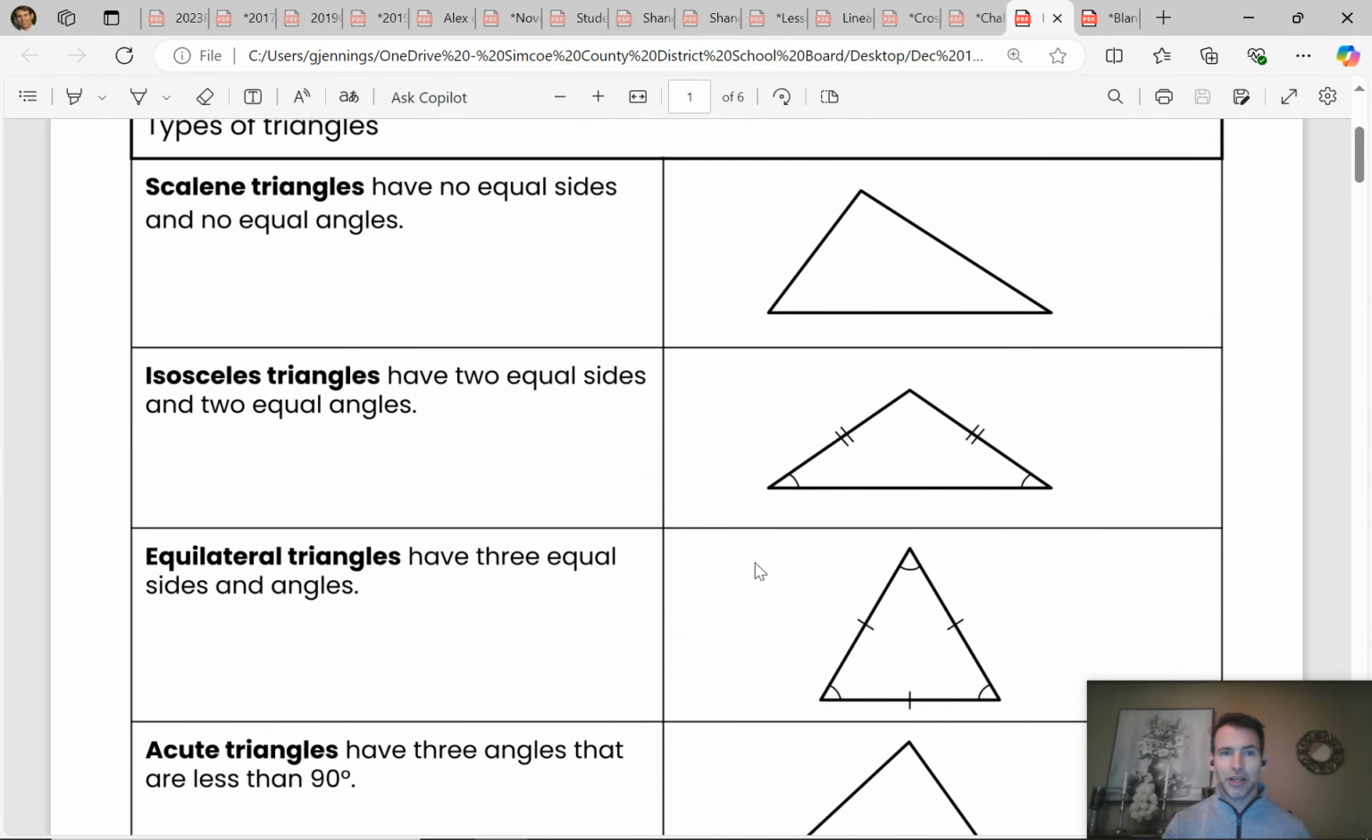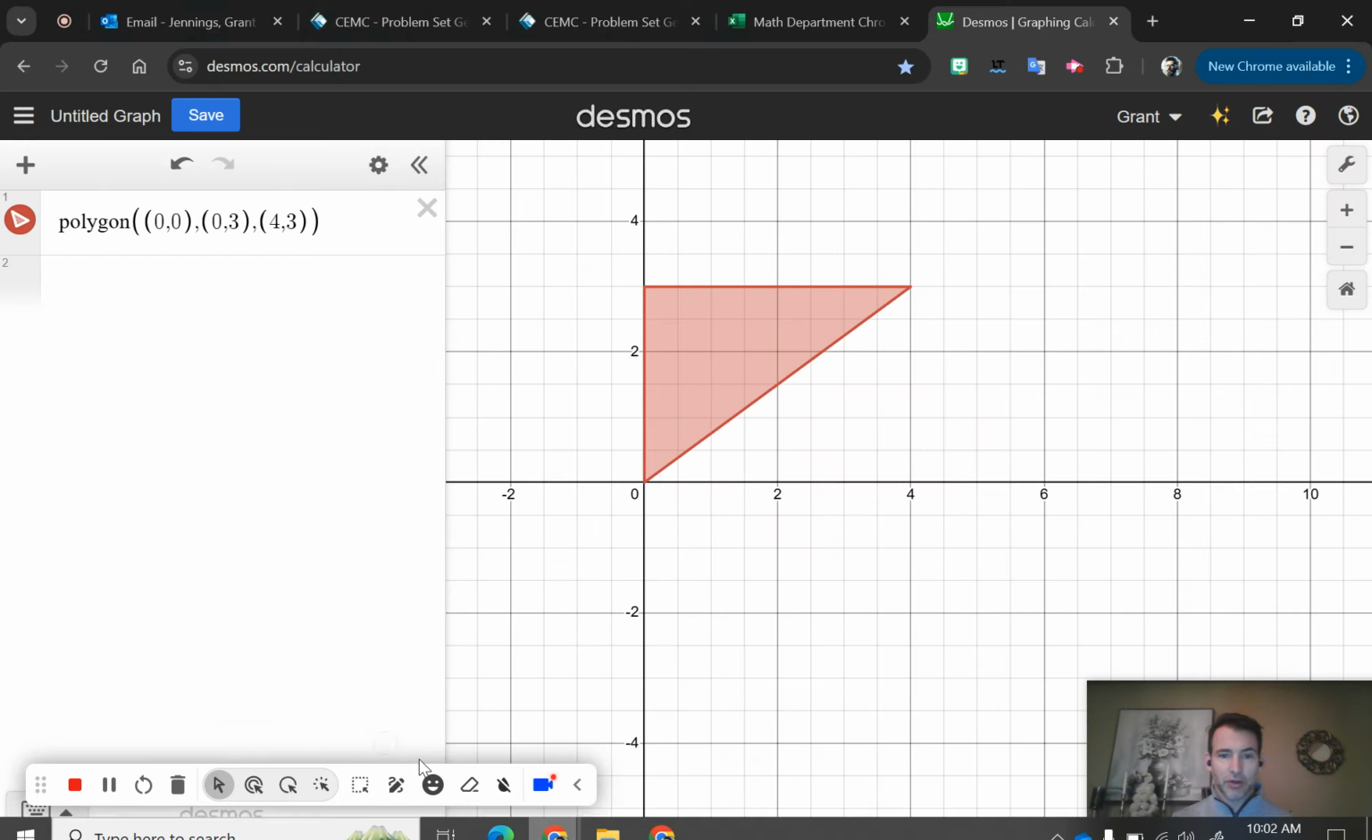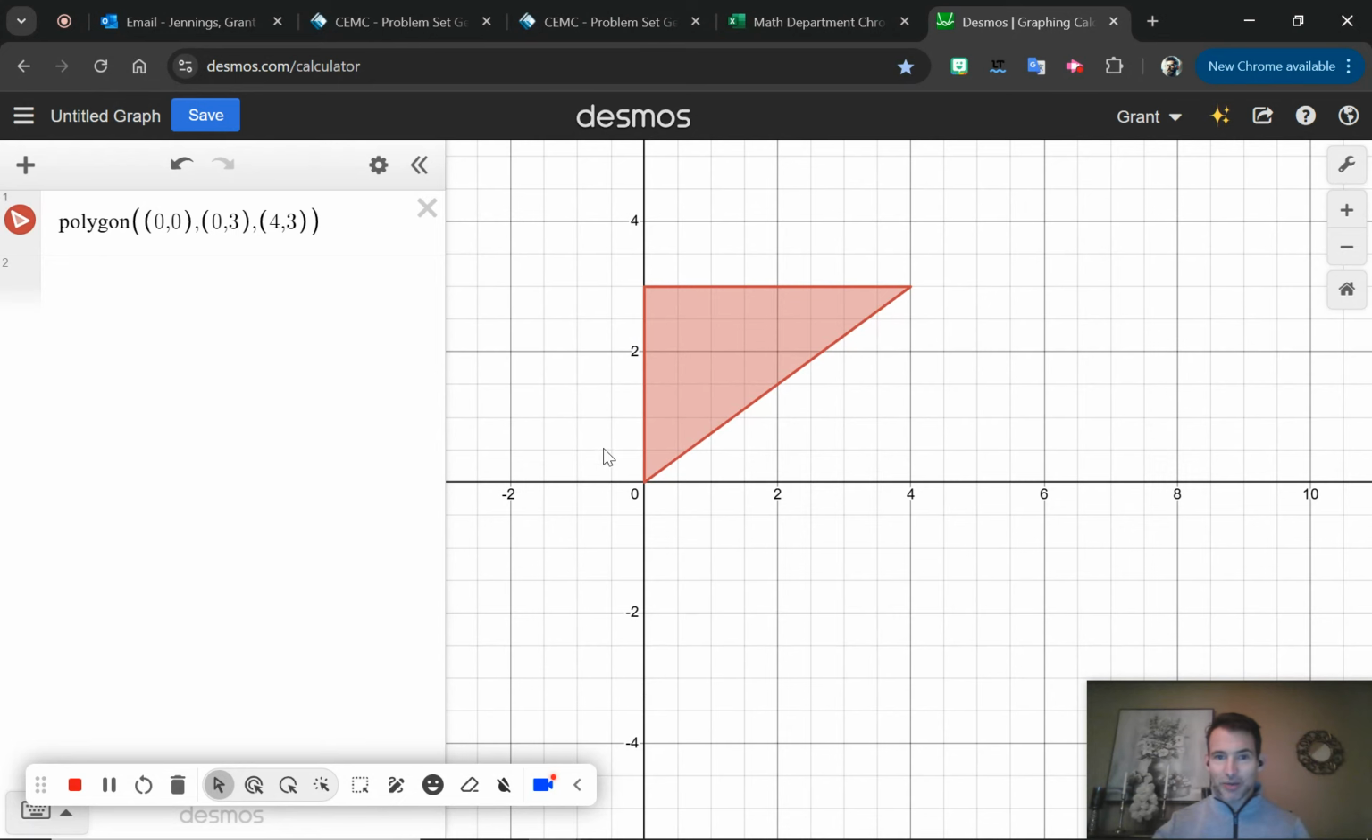So I would go through with a highlighter and highlight these potentially new words: scalene, isosceles triangles, equilateral triangles, and then take a look at the diagrams and see how these triangles are what they purport to be. This one here is scalene, similar to the triangle that I've drawn in Desmos for you here. This one is also scalene. One side is 3 long, one side is 4 long, and I wonder what the other side is.